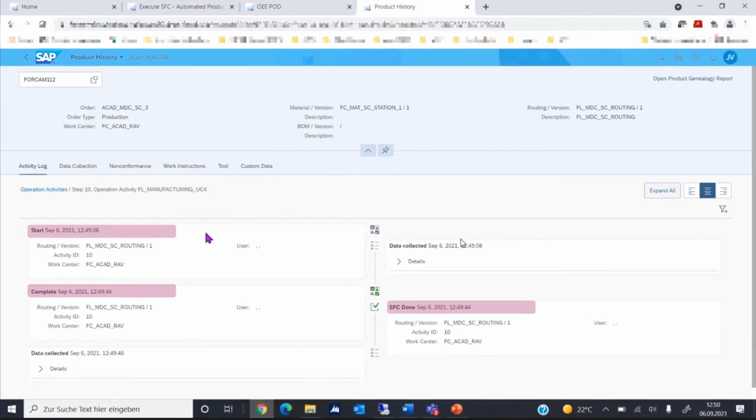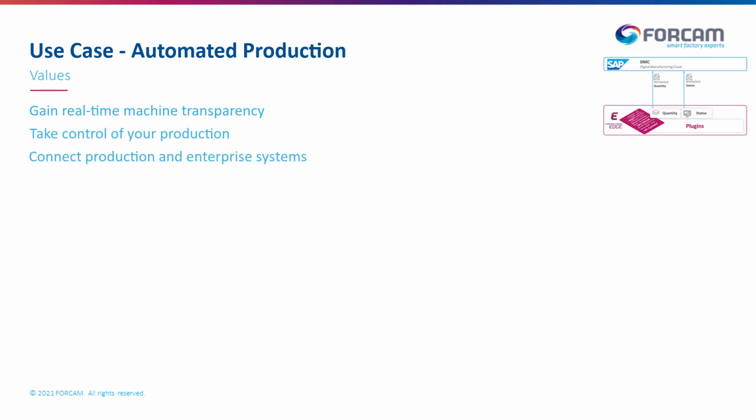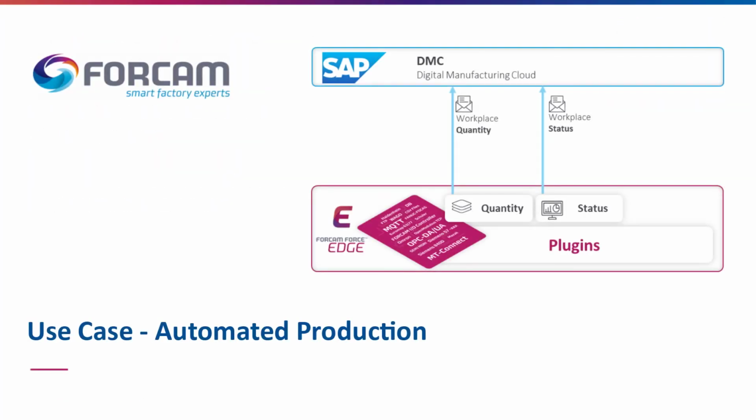So what are the values of our use case: automated production? Gain real-time machine transparency. Take control of your production. Connect production and enterprise systems. Solve communication breaks between shop floor and top floor. And fully integrate plant operations. And this concludes our use case: automated production.